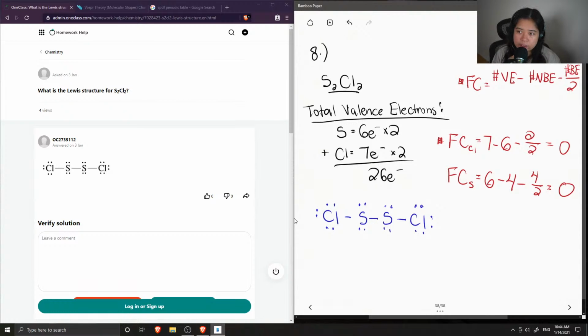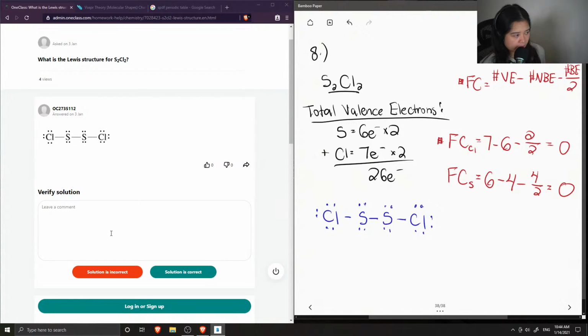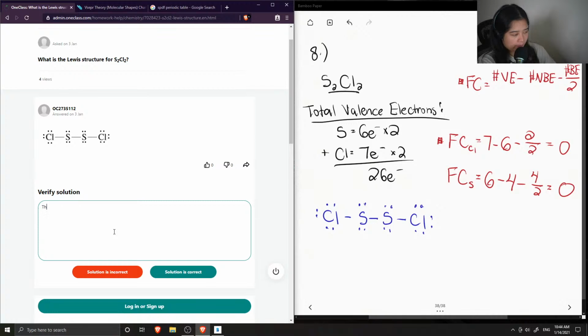So this gives us a neutral compound, which is expected. And the junior tutor said the same thing. So this solution is correct.